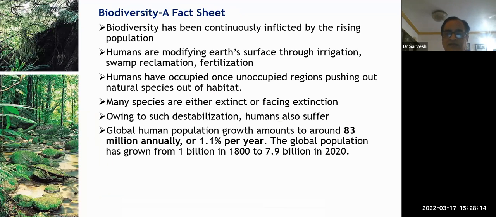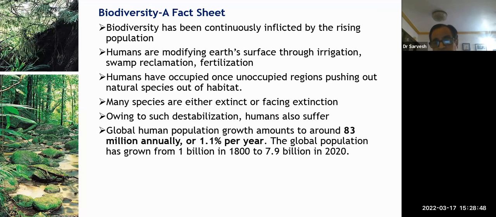Biodiversity facts are also a matter of concern. Humans are modifying Earth's surface through irrigation, swamp reclamation, and fertilization. And another aspect is that many unoccupied regions are also being occupied by the expanding population. Owing to such things, there is destabilization, and because of the destabilization, human beings also suffer.